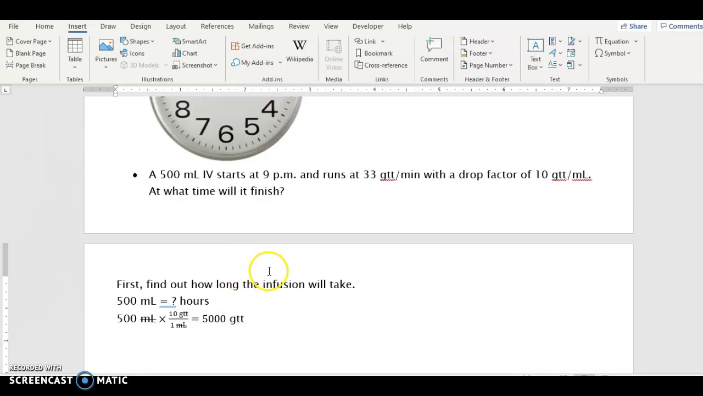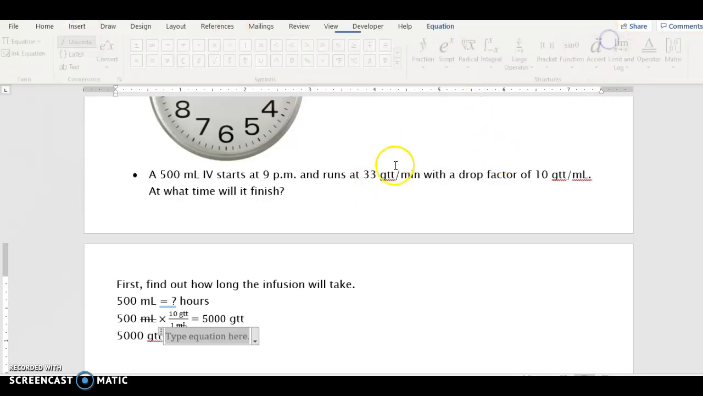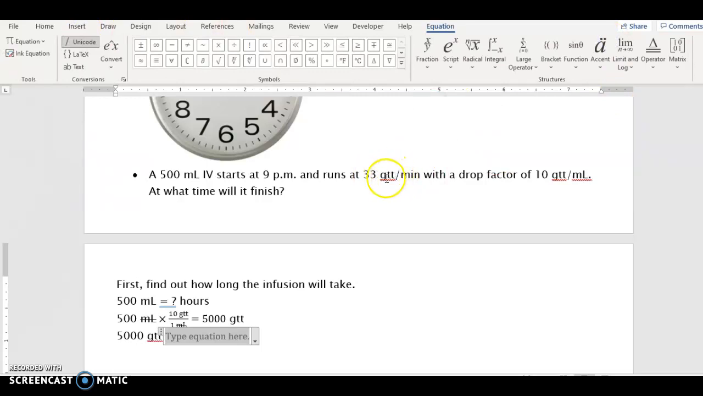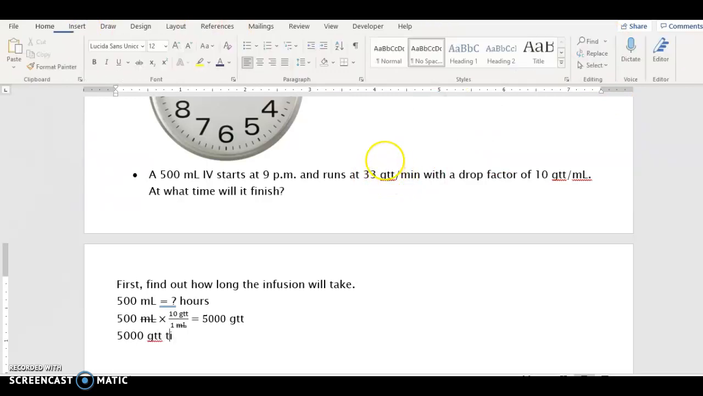With the number of drops, we can then convert that into a length of time in minutes. So we're going to take the 5,000 drops now, and we're going to invert the flow rate, which is drops per minute.